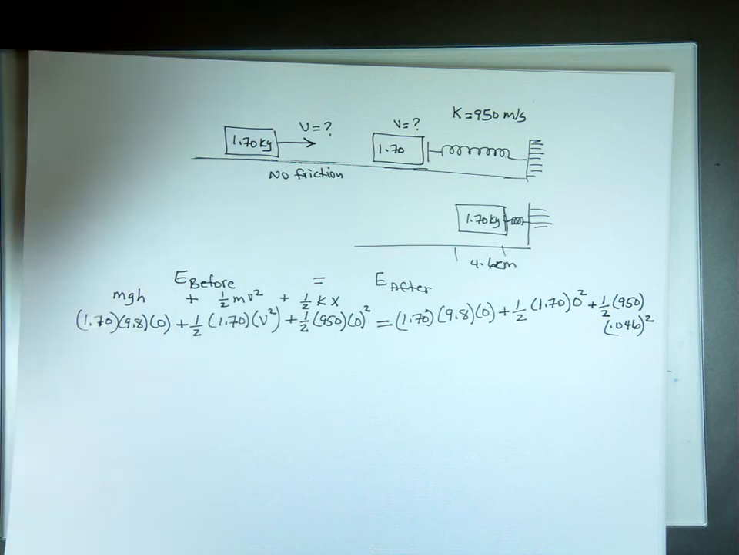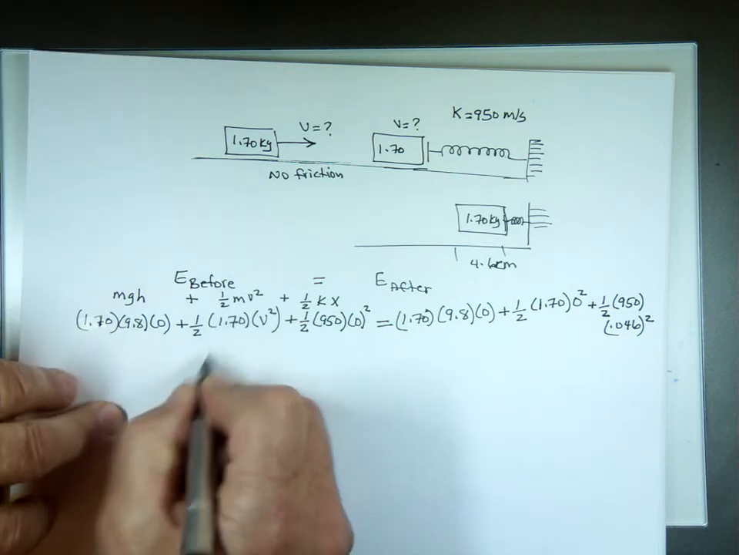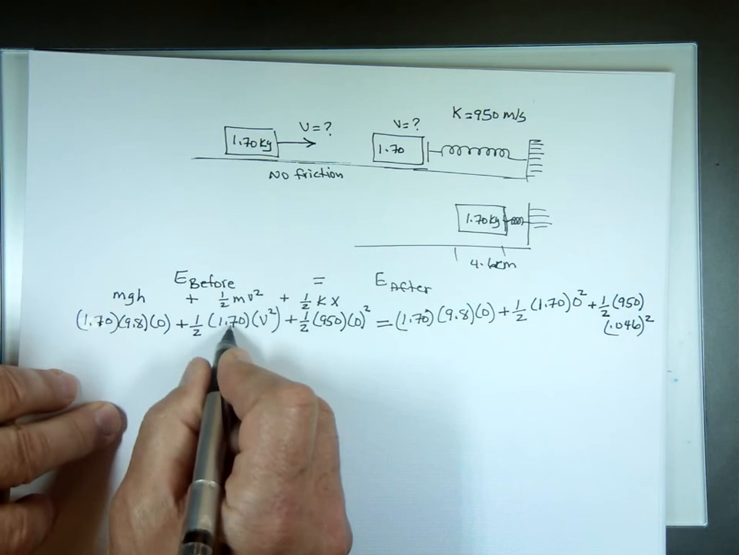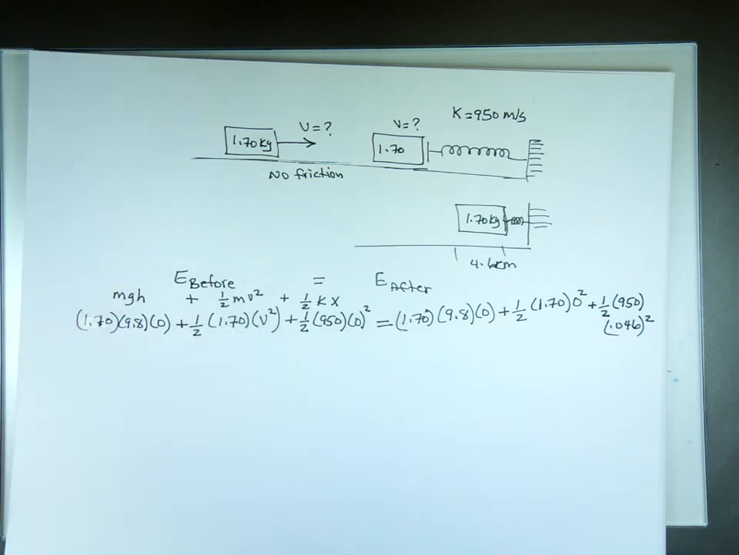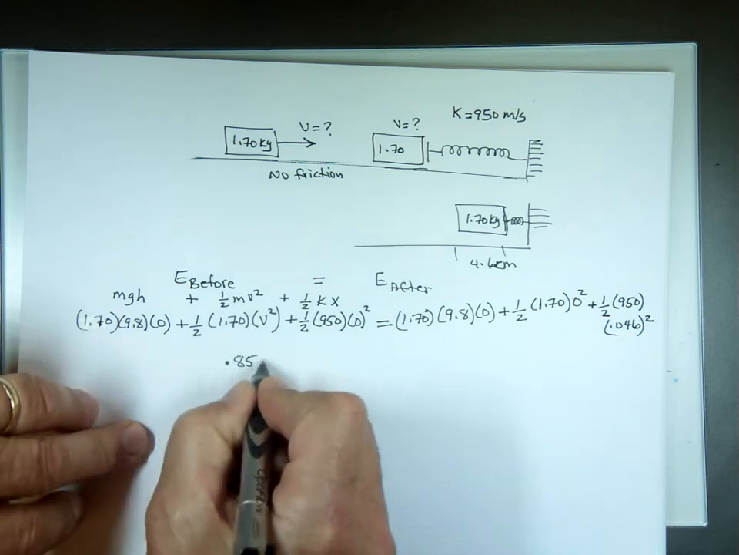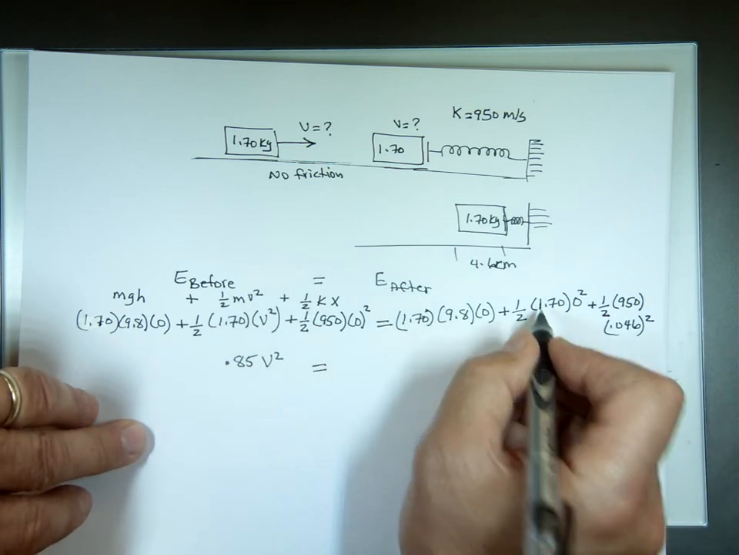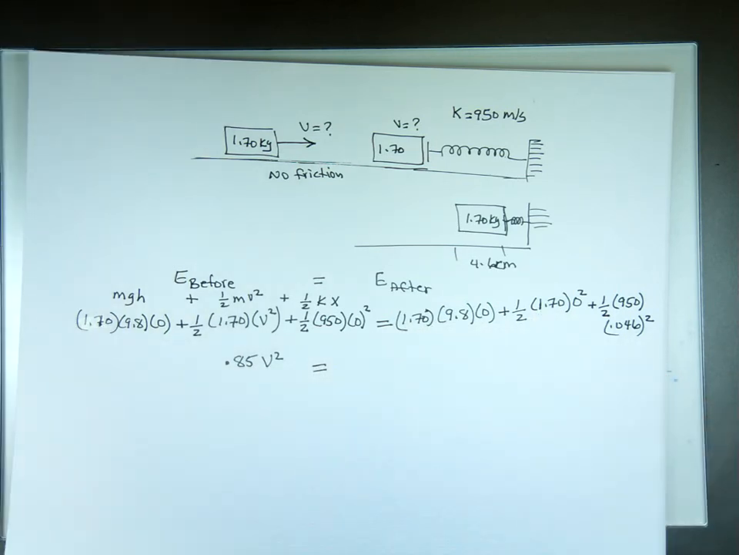So I have 1/2 times 1.7. What's that? 0.85 times V squared equals, that's 0, that's 0. Let's see what that number is. 0.5 times 9.8 times 0.046 squared.